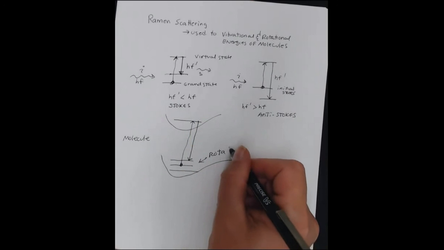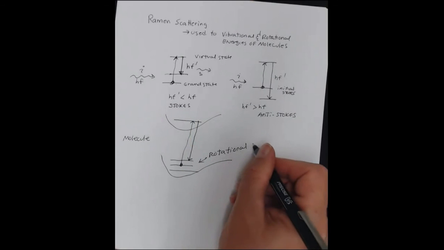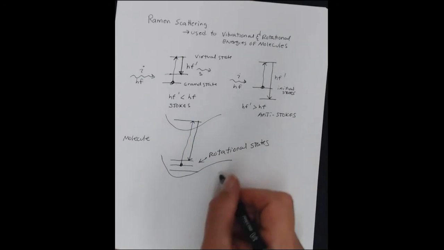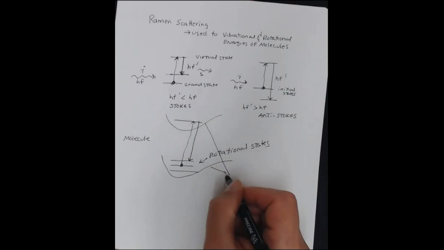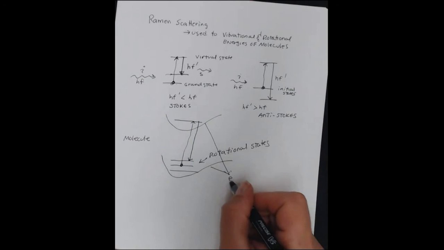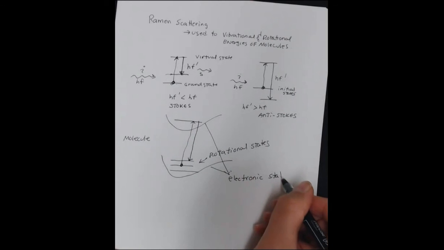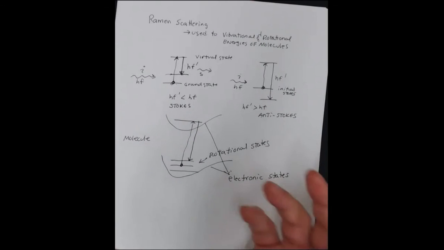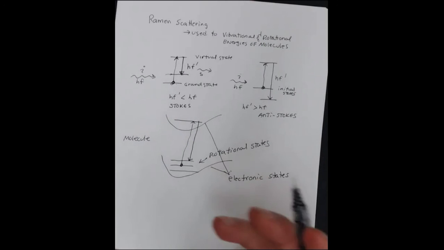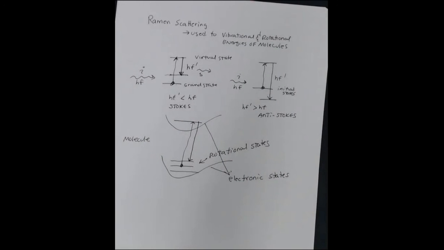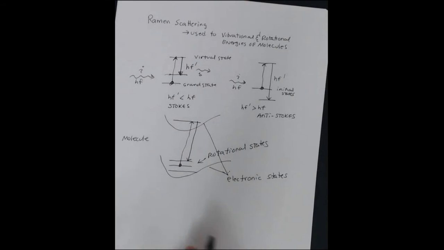So this is supposed to represent the rotational states. These are the electronic states. Like when you had the hydrogen atom, you had n equals 1 electronic state, n equals 2, n equals 3, and so forth. Okay? So, yeah, we use Raman spectroscopy to study rotational vibrational energies of molecules.